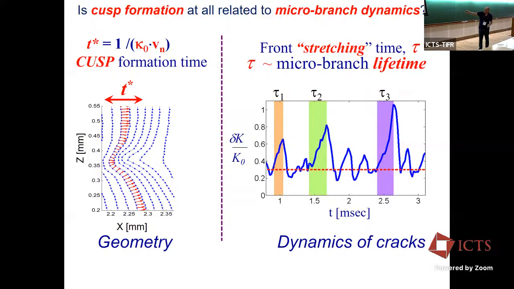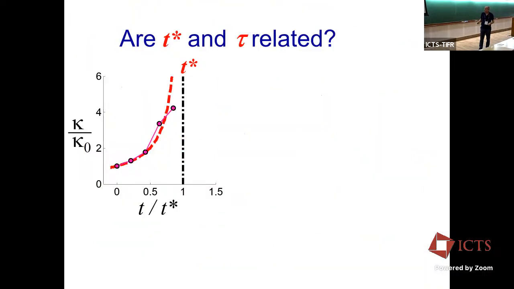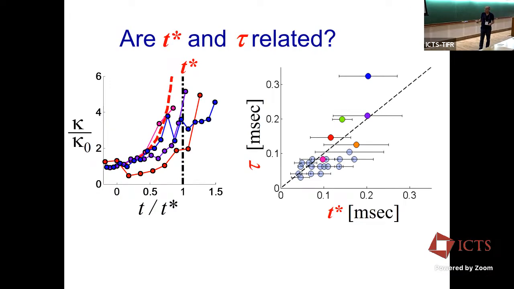One is the time scale given by the initial curvature of this front. And the other is the time scale which is the lifetime of a microbranch. And what we can show is that very quickly, they're roughly linearly related.